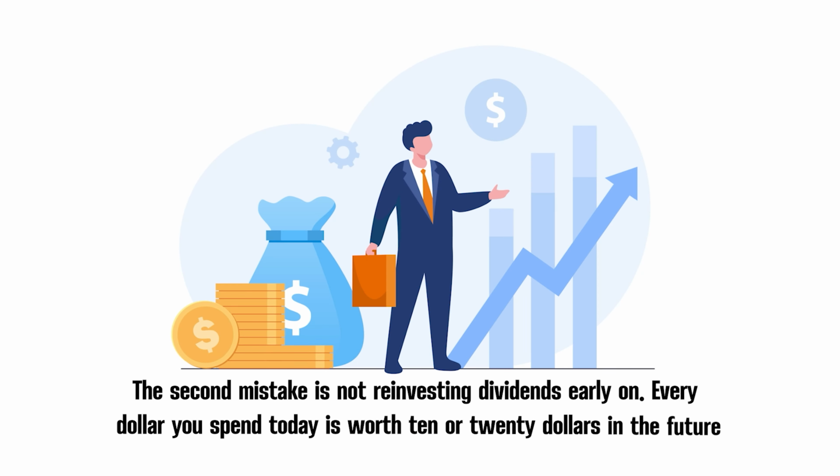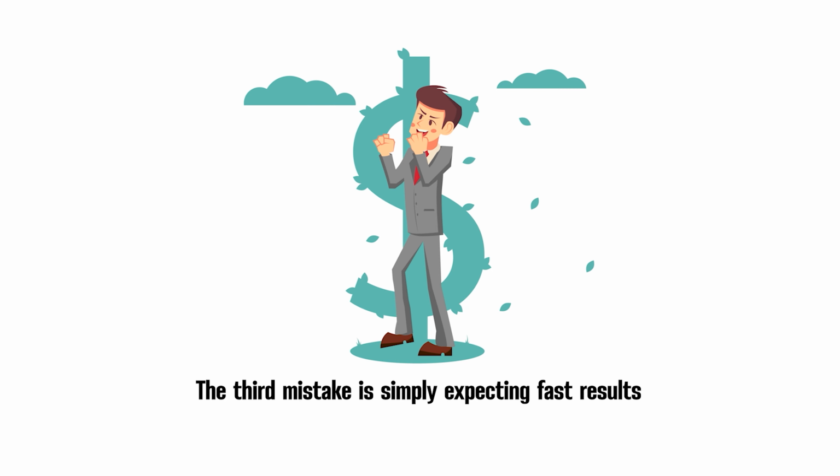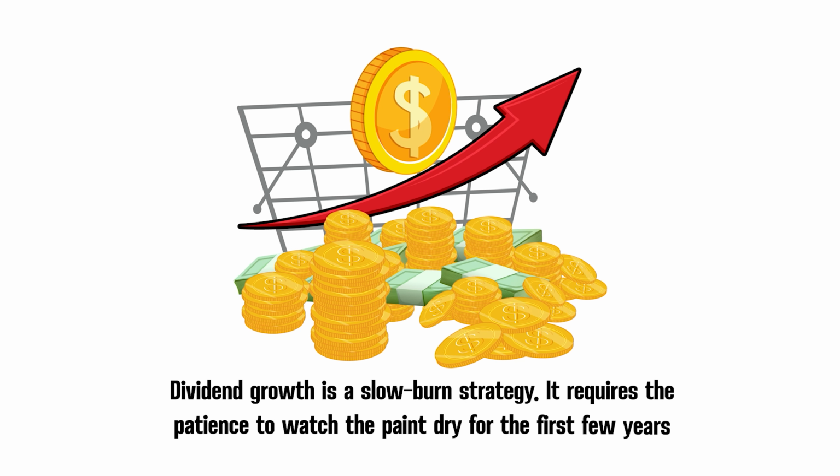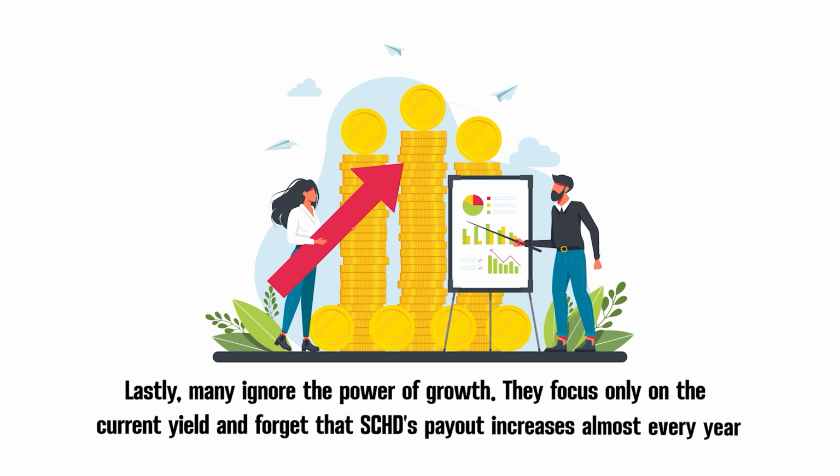The second mistake is not reinvesting dividends early on. Every dollar you spend today is worth $10 or $20 in the future. The third mistake is simply expecting fast results. Dividend growth is a slow burn strategy. It requires the patience to watch the paint dry for the first few years. Lastly, many ignore the power of growth. They focus only on the current yield and forget that SCHD's payout increases almost every year.